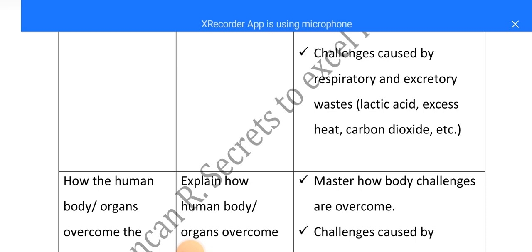So what happens in the muscles when you have increased lactic acid accumulation in muscles? What happens? You will feel muscle pain or muscle pull. Then what happens when you have a lot of excess heat or excess carbon dioxide? You should be knowing these things.